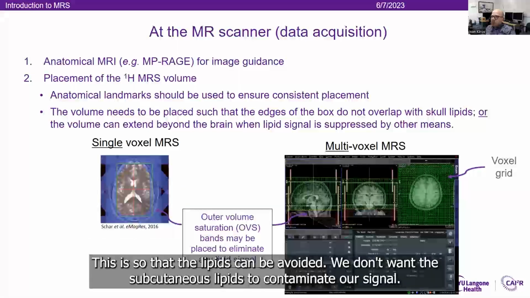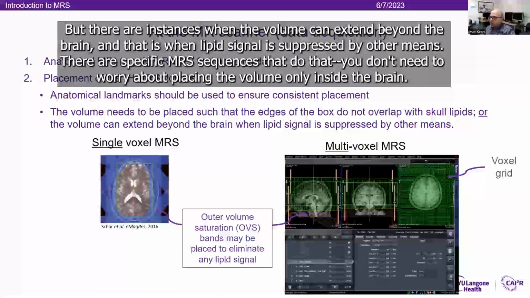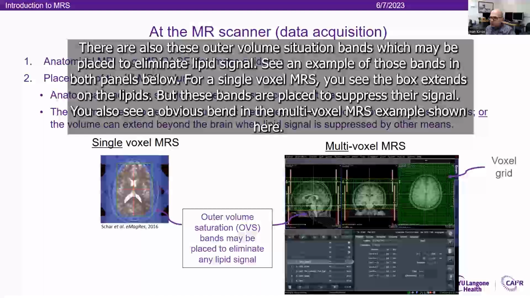But there are instances when the volume can extend beyond the brain. And that is when lipid signal is suppressed by other means. There are specific MRS sequences that do that, and you don't need to worry about placing the volume only inside the brain. There are also these outer volume saturation bands, which may be placed to eliminate lipid signal. See an example of those bands in both panels below.